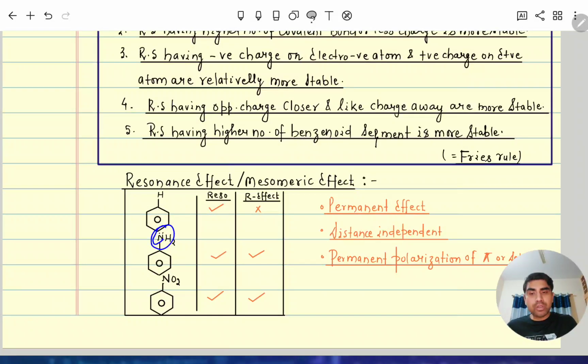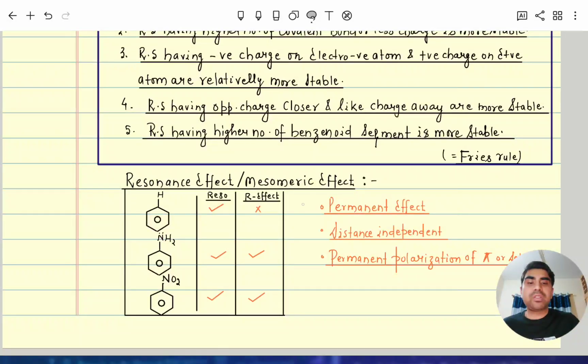Since this electron is moving towards the ring, means it is giving electrons to the ring, this is called plus R effect. This is an electron donating group. Whereas NO2, here no lone pair is there, it is an electron withdrawing group. So it will withdraw the electrons from this conjugated system. So this is minus R effect. Always understand from here that resonance is the conjugation, whereas resonance effect is whatever attached atom or group of atoms is there with the conjugated system, if it is giving or withdrawing electrons from the system, that is called the resonance effect of that attached atom or group.